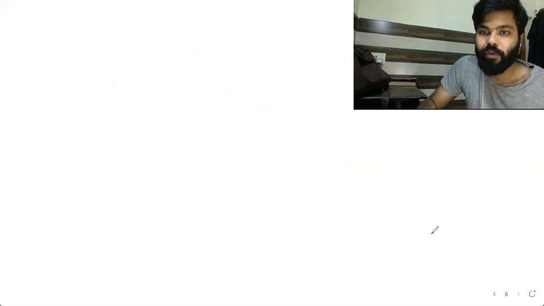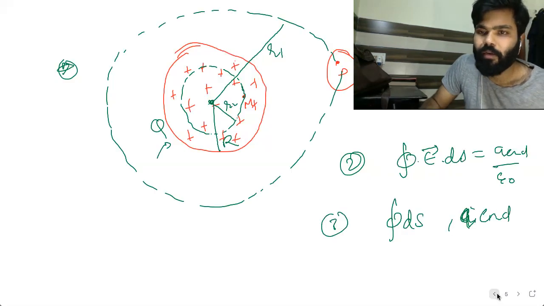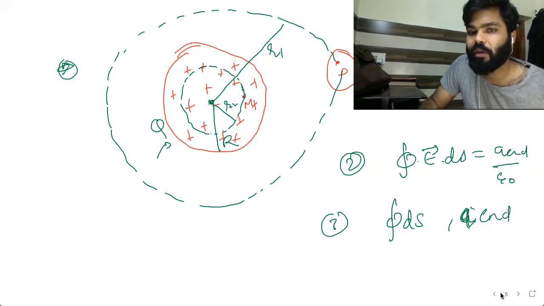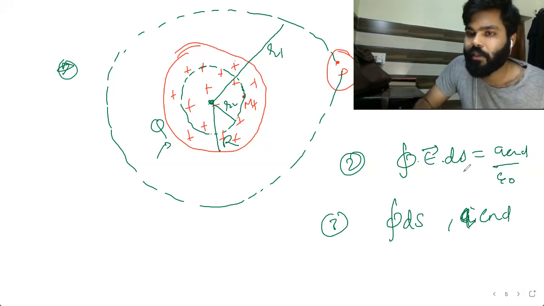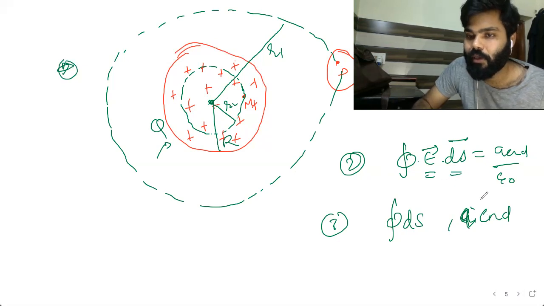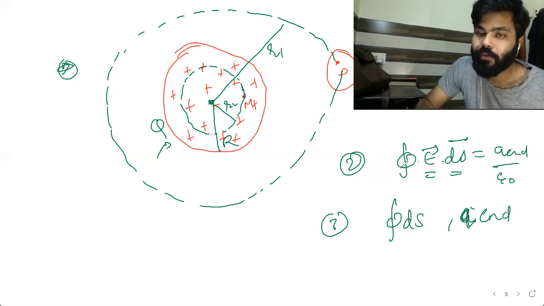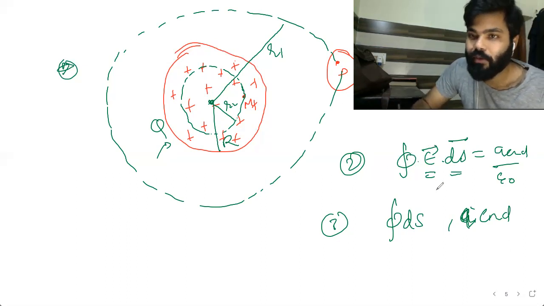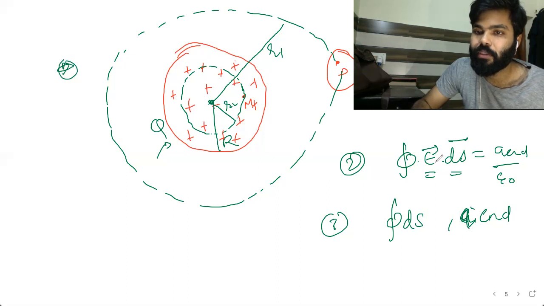Now for the outside point, let me tell you one more thing. In this case, E dot ds is once again E ds, because the angle between E and ds is 0. So I will just write E dot ds as E ds, and I will bring E outside the integration, because once again, on the Gaussian surface the electric field is constant, and as we know, on a Gaussian surface the electric field always remains constant, so we can bring E outside the integration.